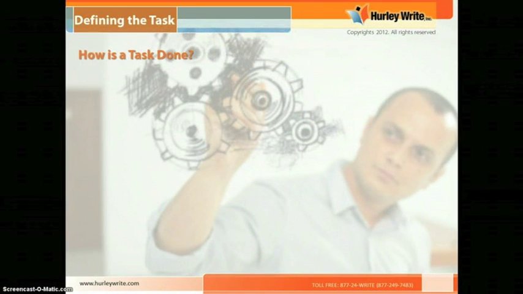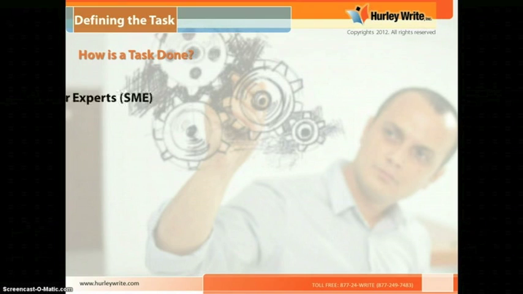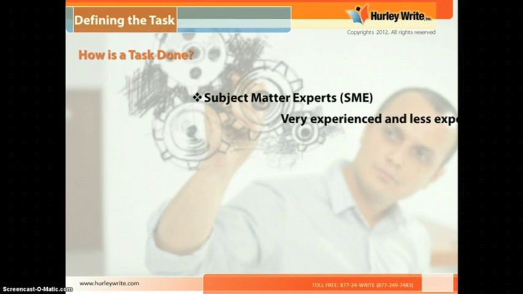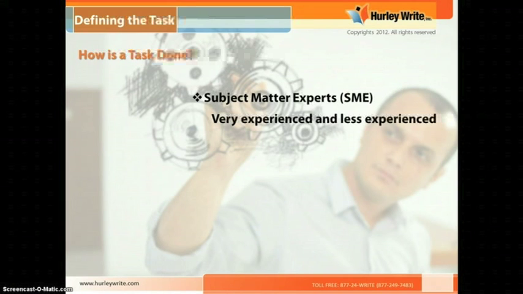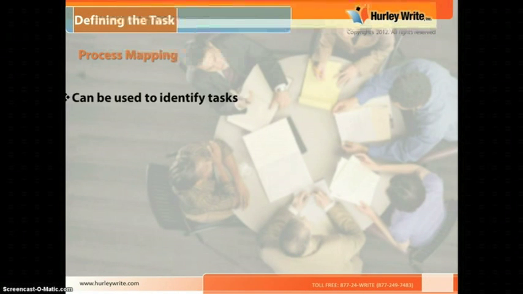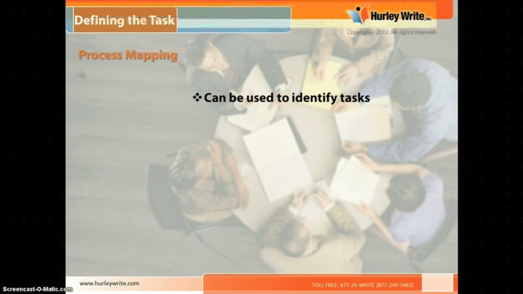To help define how a task is done, interview several SMEs, or subject matter experts. Ideally, you'll interview both those who are very experienced and those who are less so to get a good idea of what the task actually involves and what steps may be skipped by one SME but made into 2 steps by another. Process mapping is another tool that can be used to identify tasks.